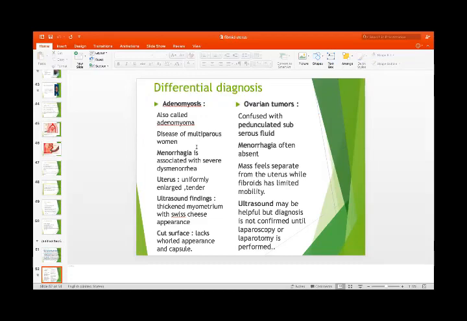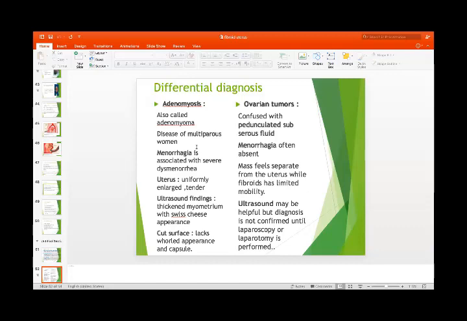Fibroid uterus can have a differential diagnosis with adenomyosis or ovarian tumors because in both conditions there is a massive abdomen. Adenomyosis is also called adenomyoma. In this condition, there is presence of endometrial tissue inside the myometrium. So it is a disease of multiparous women. Menorrhagia is associated with severe dysmenorrhea.